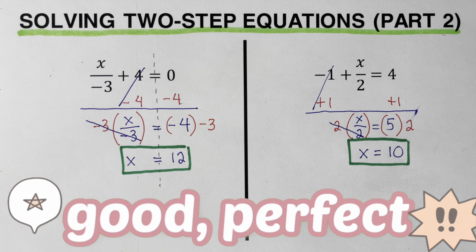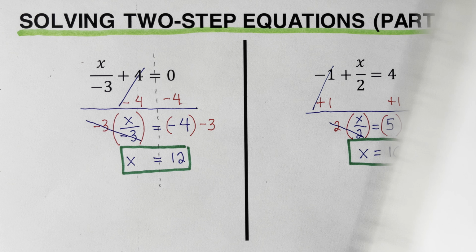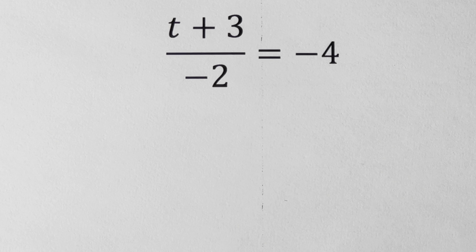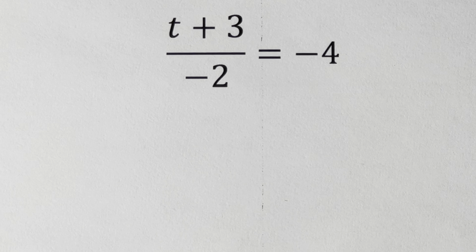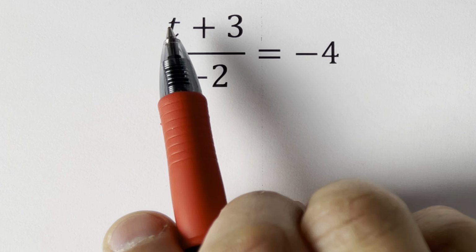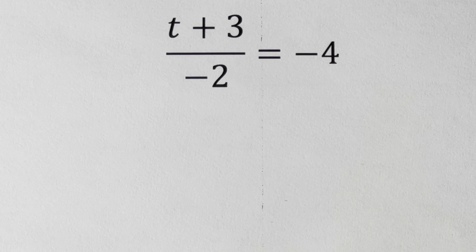Good. Perfect. Now let's move on to the next example right here. So we are given t plus 3 divided by negative 2 is equal to negative 4. So again, our target is to isolate the variable on one side of the equation. Since we have a positive 3 and negative 2, we need to get rid of them. Because again, we only want the t by itself on one side of the equation.